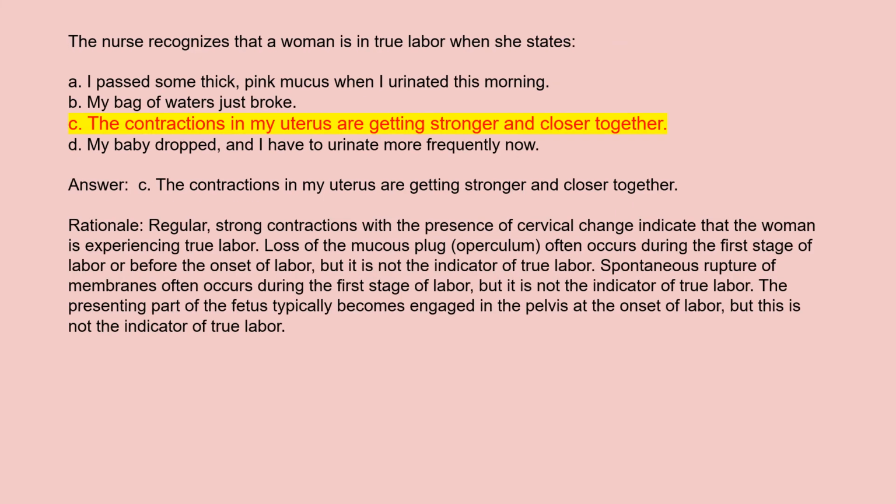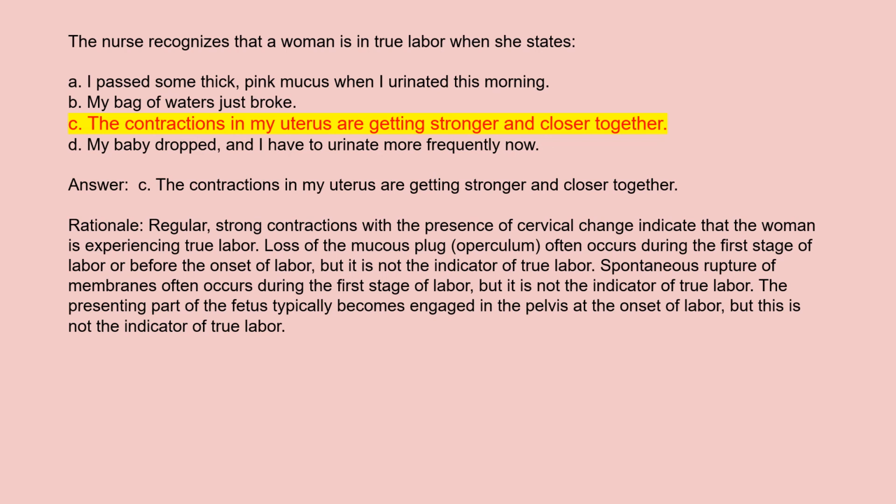Answer. C. The contractions in my uterus are getting stronger and closer together. Rationale. Regular, strong contractions with the presence of cervical change indicate that the woman is experiencing true labor. Loss of the mucus plug, operculum, often occurs during the first stage of labor or before the onset of labor, but it is not the indicator of true labor.